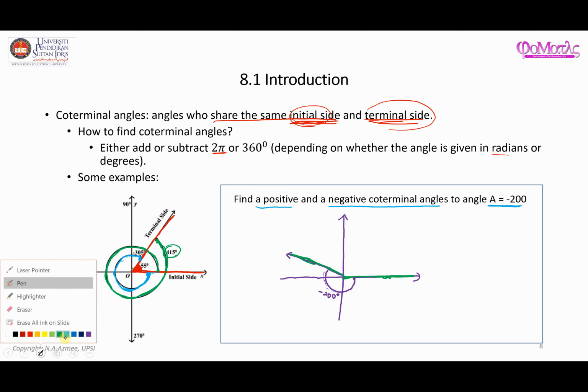So clearly the positive angle can be from this side. It starts from this point. This is the same initial side, and it will go in this direction, and it will stop here. So again, sharing the same terminal side. So this is the angle that we are looking for, positive angle. And since this angle is negative 200, this angle must be 160 degrees. Okay, so this is 160 degrees.